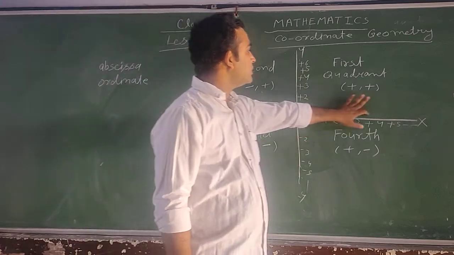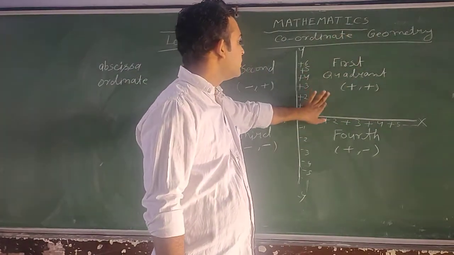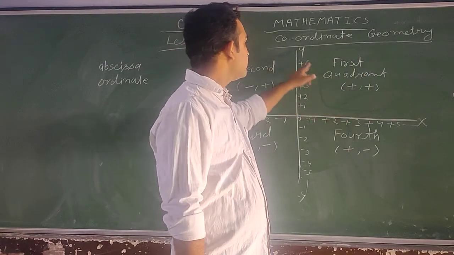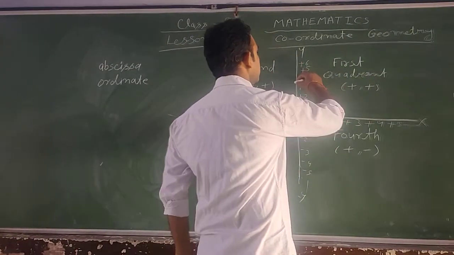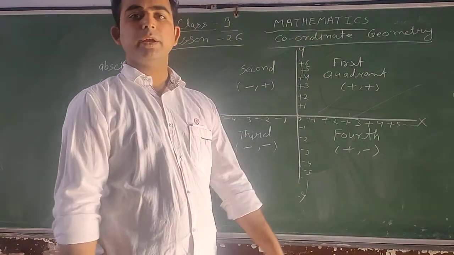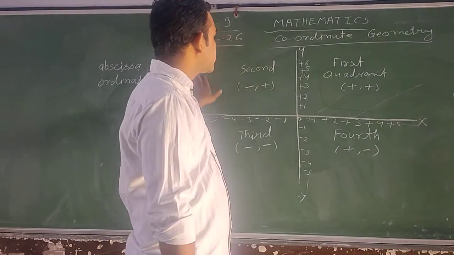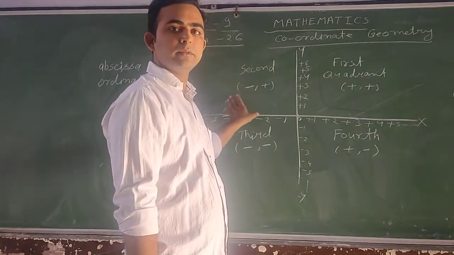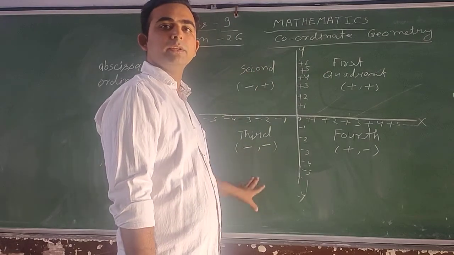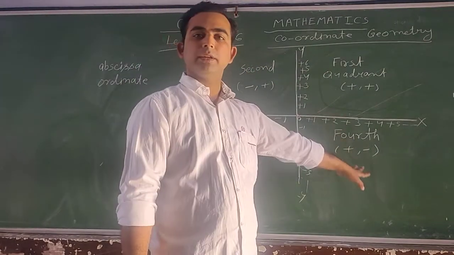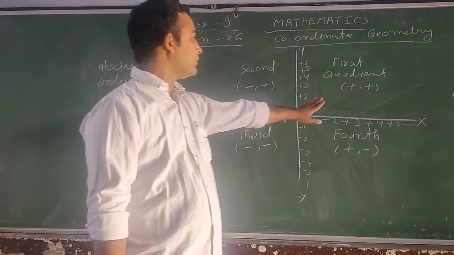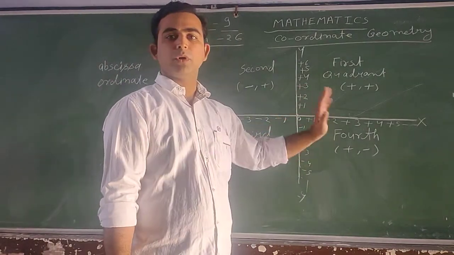Now this portion is called the first quadrant. This area is called the first quadrant and this area is called the second quadrant. This is the first quadrant, this is the second quadrant, this is the third quadrant and this one is the fourth quadrant. So first, second, third and fourth quadrant.